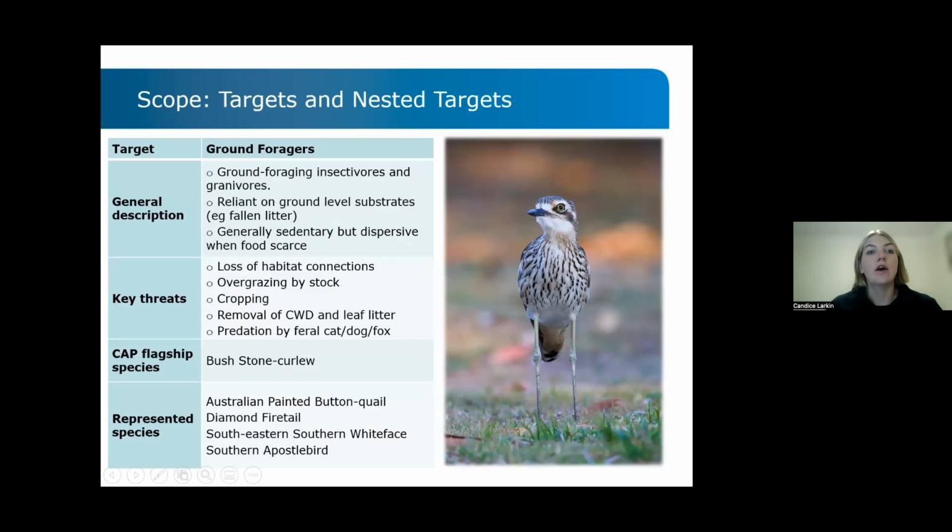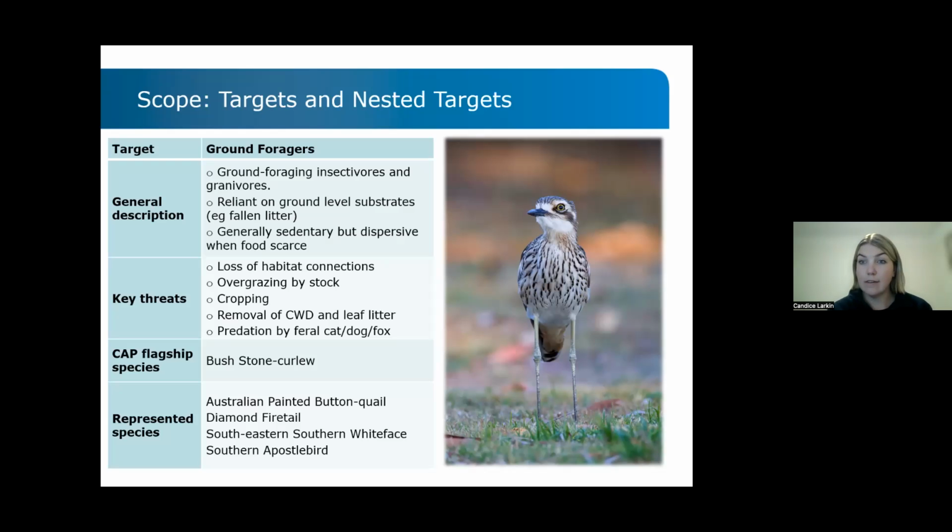Okay, so the first of our scope targets was the ground foragers, and the key flagship species that we selected was the bush stone-curlew. It is important to note that the flagship species in this context aren't actually the only species that will be getting conservation output. If we were to see an improvement in their numbers, it would not necessarily be indicative of the other birds within that category.